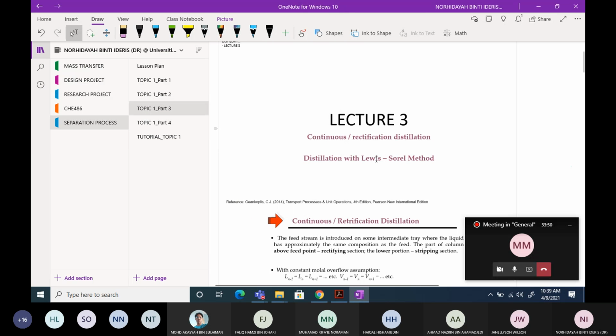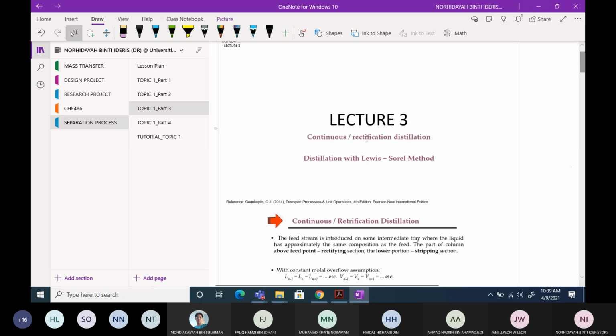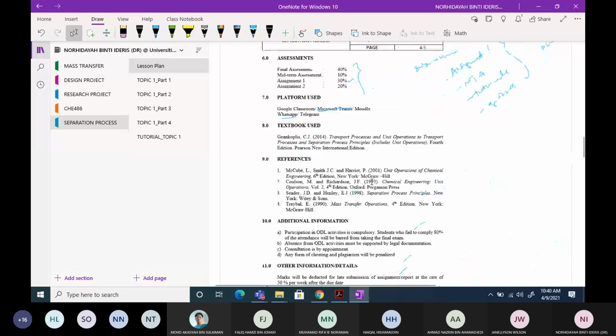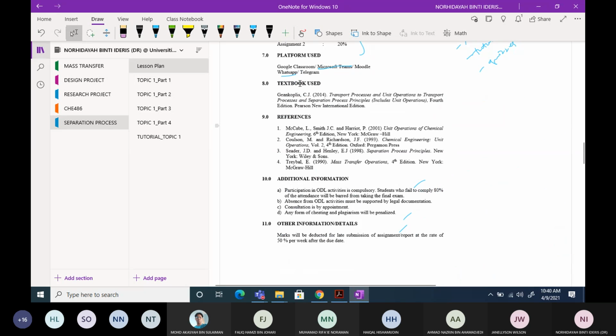Okay, now we go to lecture 3. We talk about rectification and continuous distillation, the same thing, but right now we want to use the Lewis-Sorel method. If you notice, this method is not covered in our main textbook, which is Geankoplis. If you look into the lesson plan, this is the main textbook that we're going to use, Geankoplis.